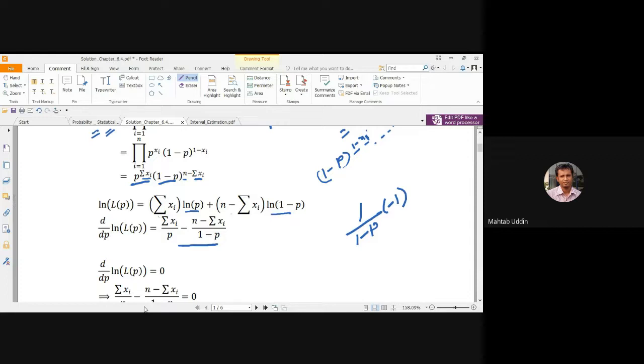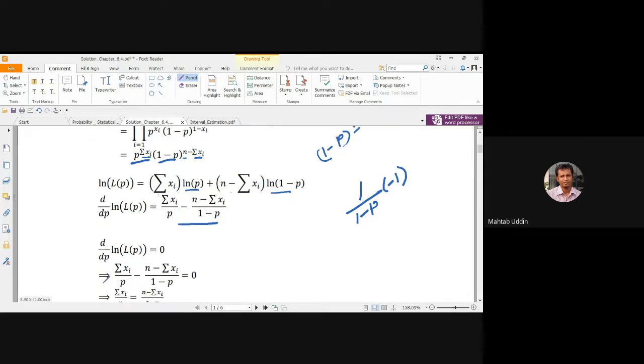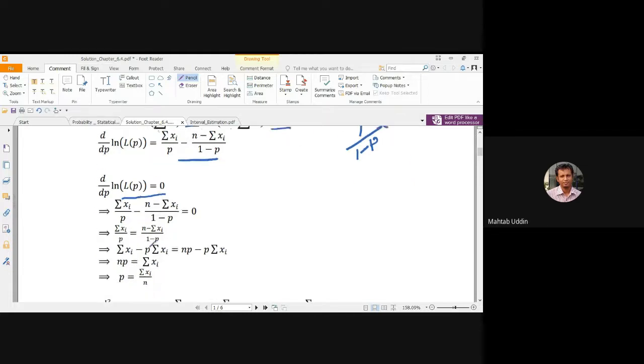Then, for the critical value, for maximum or minimum, the first derivative is always zero. So it should be zero, right? For the critical values, the first derivative will be zero. It's always true. Then this is zero, and you have to do the simplification.